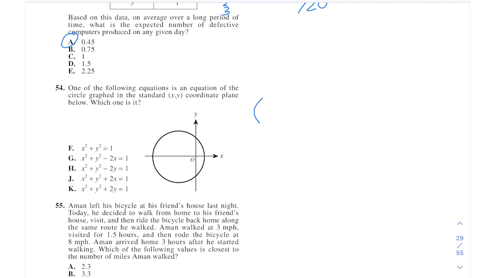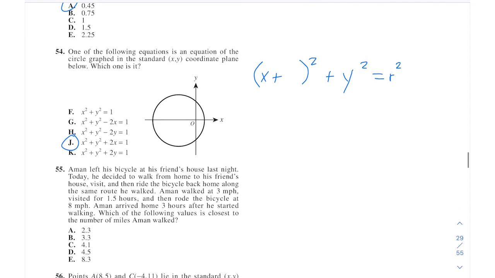So this we'd have to do a little completing the square, but it should be x plus something, quantity squared, plus y squared equals r squared. So that means it'd have to be J. We don't have to actually factor it. To get it, we just have to know it's a plus on the x to shift it left.